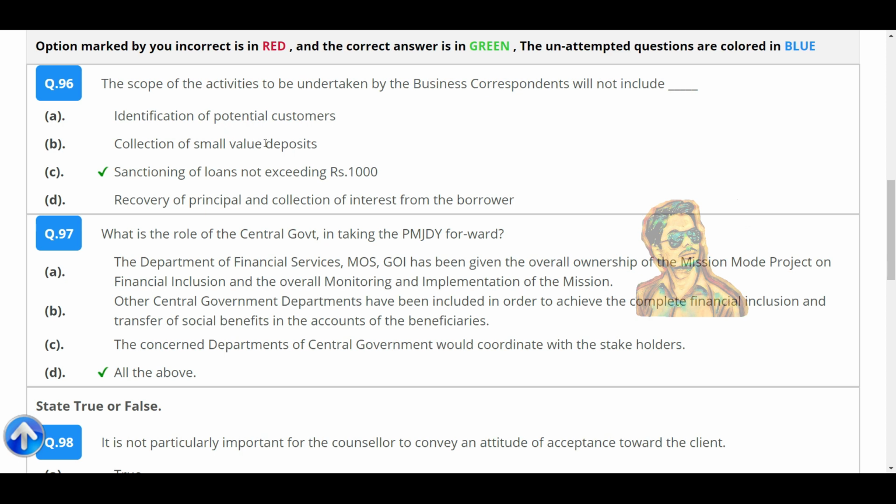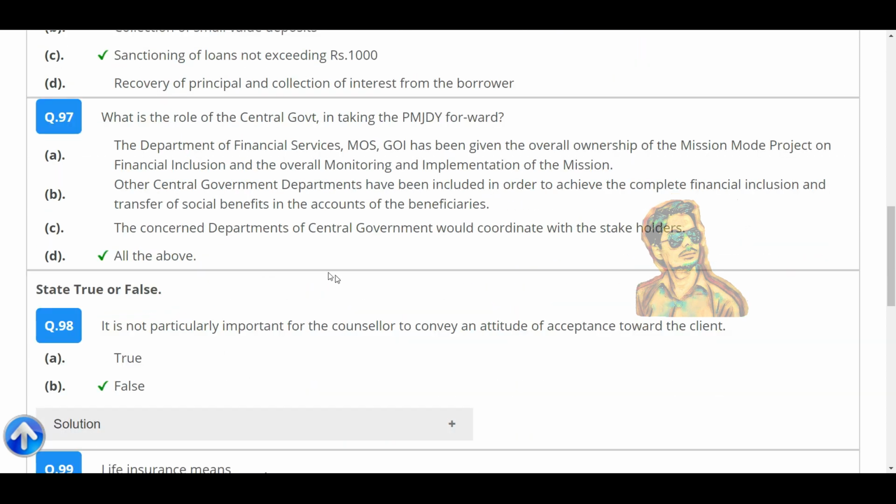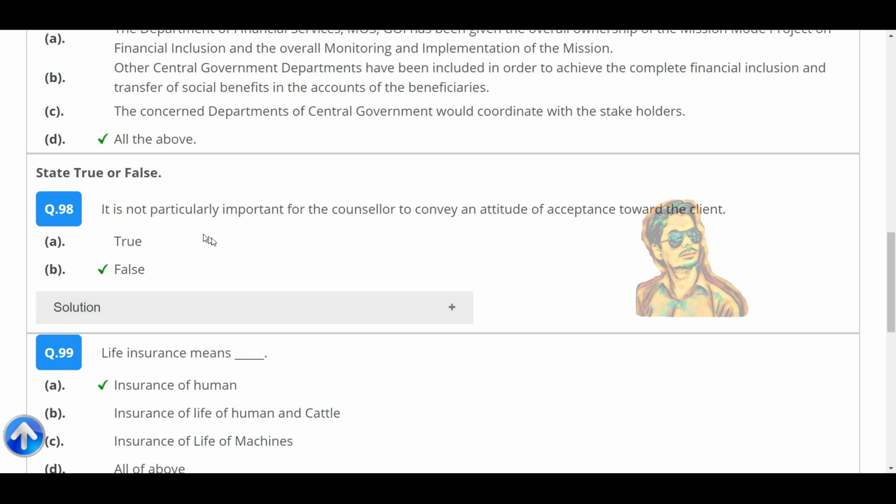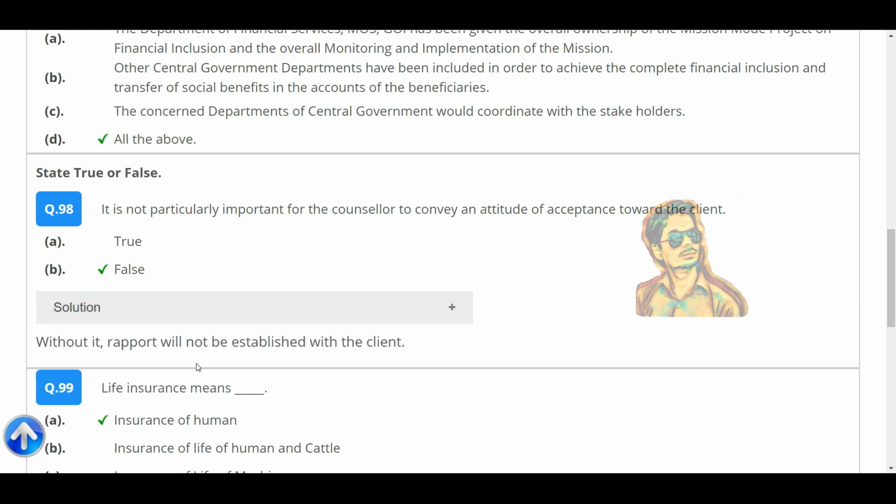The scope of the activities to be undertaken by the business correspondents will not include dash, sanctioning of loans not exceeding 1000 rupees. What is the role of central government in taking the PMJDY forward? All of the above. Is it true or false? It is not particularly important for the counselor to convey an attitude of acceptance toward the clients. False. Without it, rapport will not be established with the client.